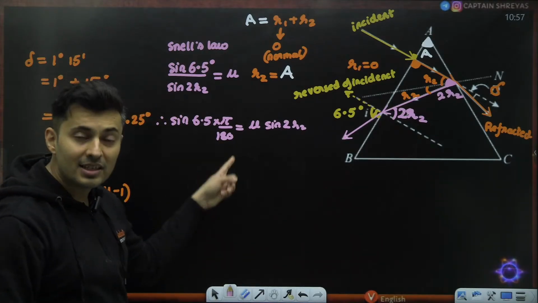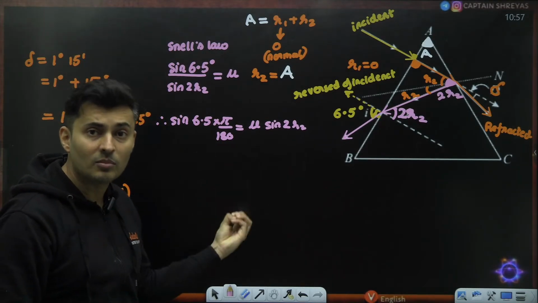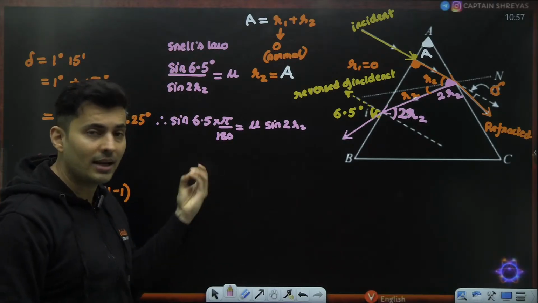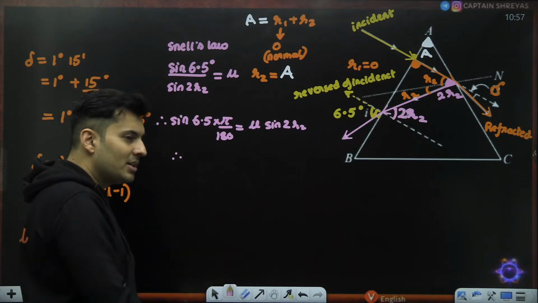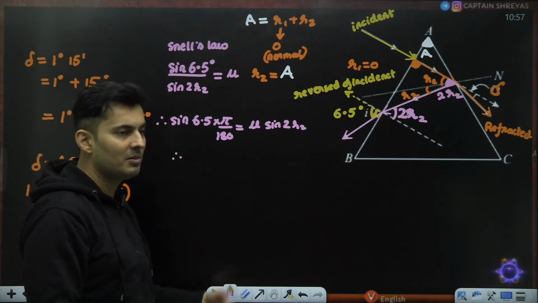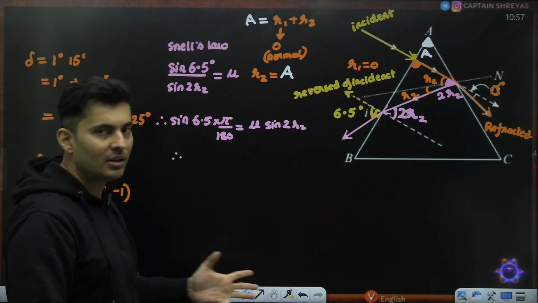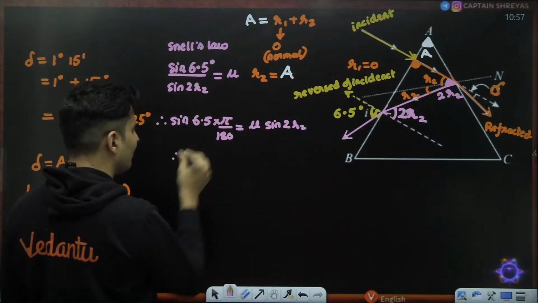This angle is very small. 6.5 degrees is a very small angle, guys. You can use the small angle approximation, especially when it is in radians only. Don't say sine of 6.5 is 6.5 because 6.5 is a small angle. No, it works only when converted into radians. That's why I have done that.